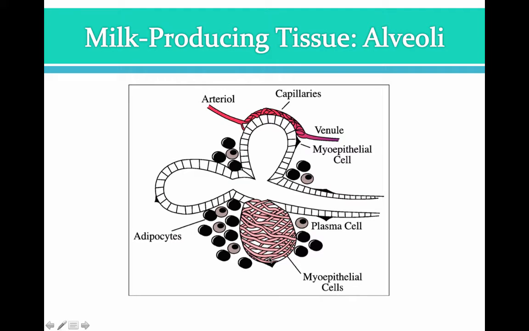And then these are the myoepithelial cells here that encase the alveoli. And the alveoli are grouped together to form lobuli, and there are probably 7 to 10 lobes per breast. And so this is what actually makes the milk.